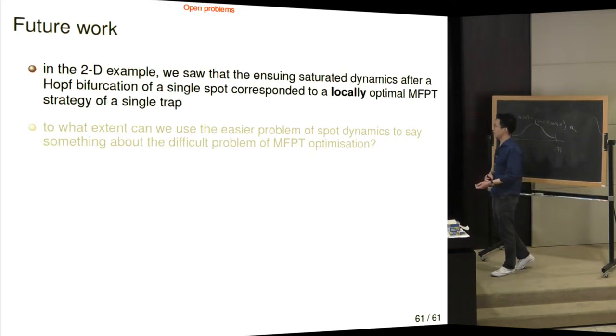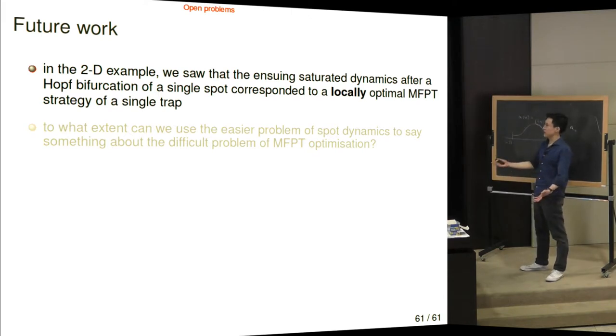Okay, so that's it. As far as future work, as I said earlier, we saw that there was a correspondence between the dynamics of the spots and the optimization problem for the MFPT.